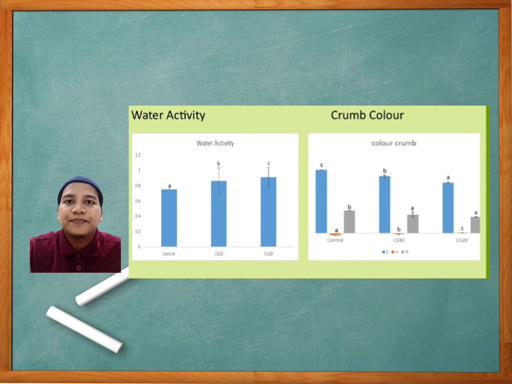Next, for color, there was a significant difference between cake supplemented with chia seed flour and control. CS20 showed a low L value, so it indicates that cake supplemented with chia seed flour had a darker color compared to control. This is because the color of the crumb depends on the raw material used.